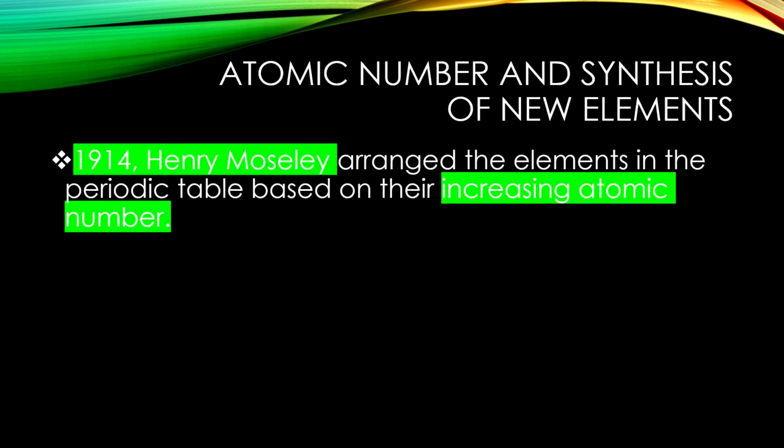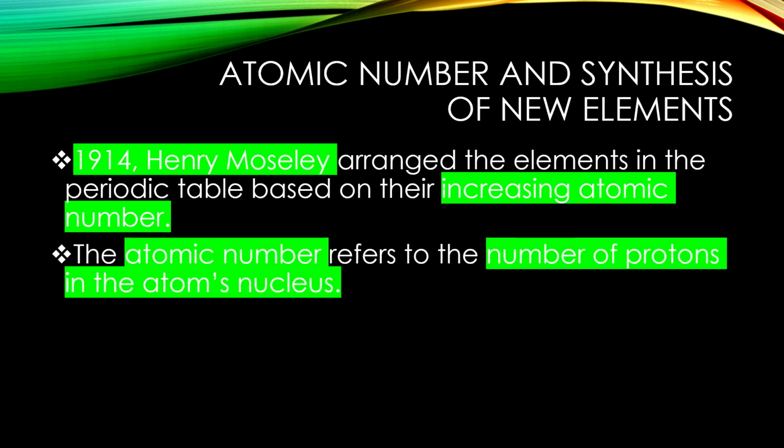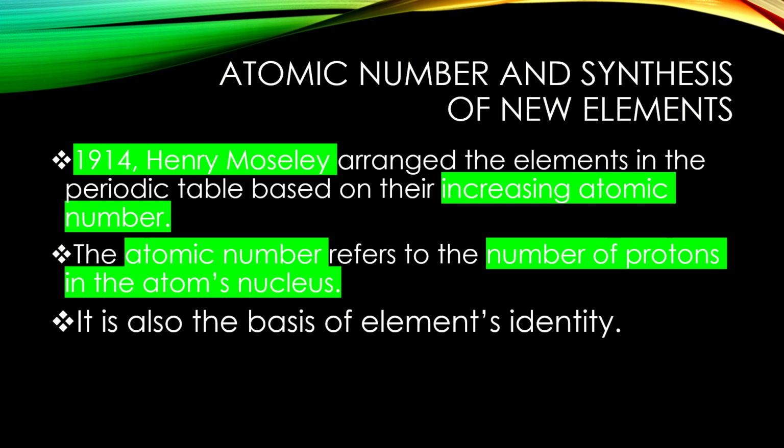So in 1914, Henry Moseley arranged the elements in the periodic table based on their increasing atomic number. As highlighted in my presentation, the periodic table of elements is arranged based on the increasing atomic number. The atomic number refers to the number of protons in an atom's nucleus.